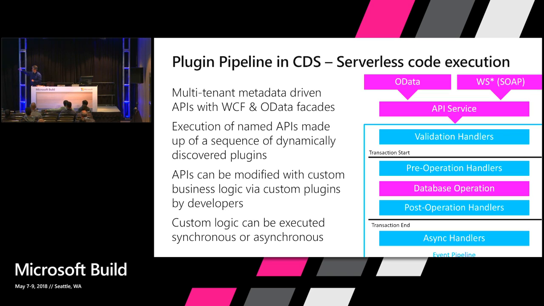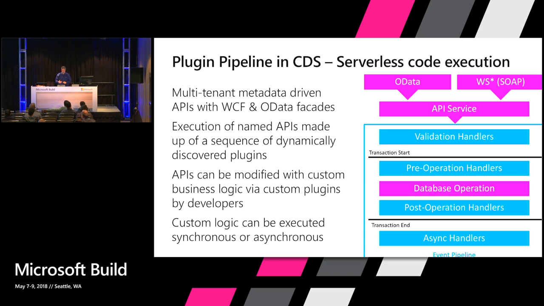Everything above the async handlers is actually done in the UI flow, in the API flow. So if you've built a front-end website, you've written a plugin on the pre-operation handler, your code is going to run as part of the update, which means if you've got a user sitting at the other end of that page, they're waiting. Okay, very, very important you understand that. That is a performance penalty. You need to think about that code from an optimization point of view.